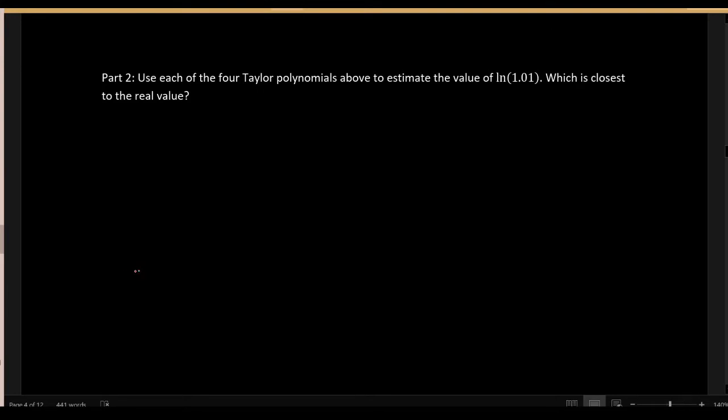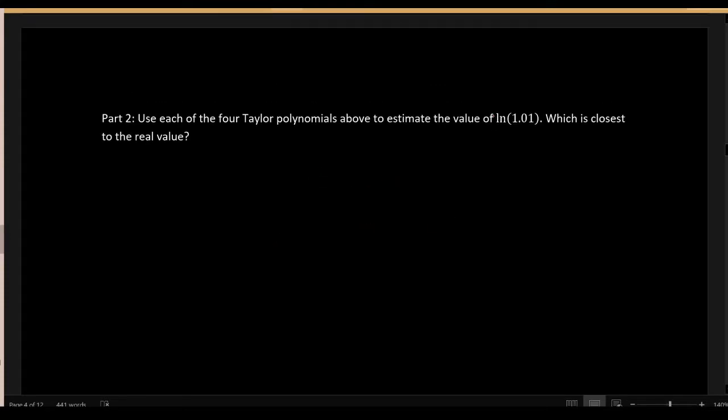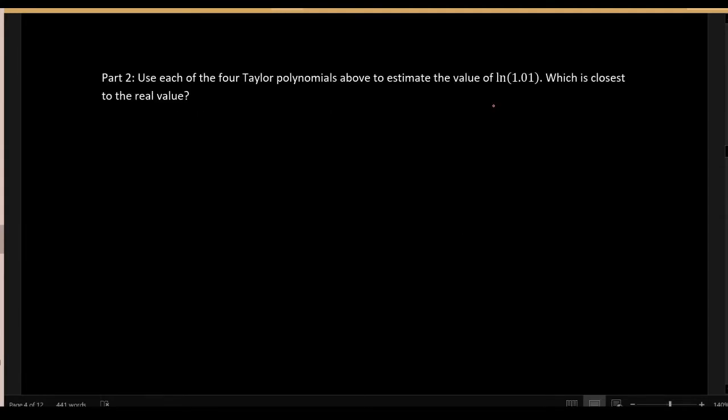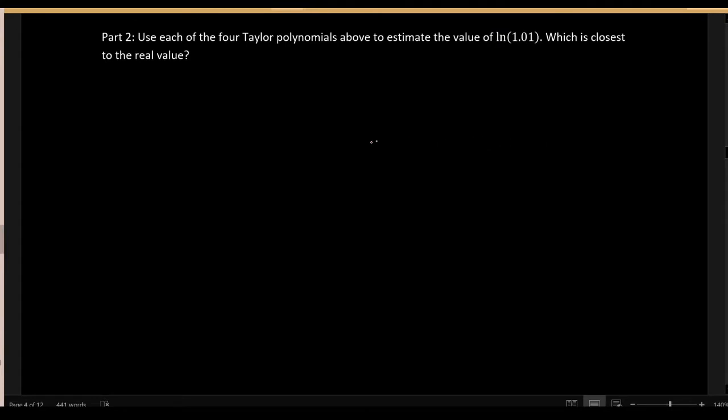Follow-up question: let's use each of the 4 Taylor polynomials that we calculated above to estimate the value of natural log of 1.01, the same way that we estimated values using linear approximation all the way back in Calc 1. And let's see what benefits we reap by including these extra terms with slightly higher powers.